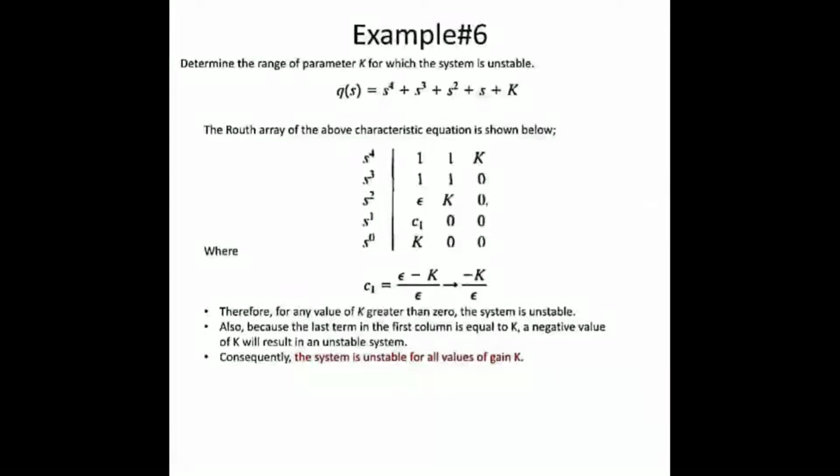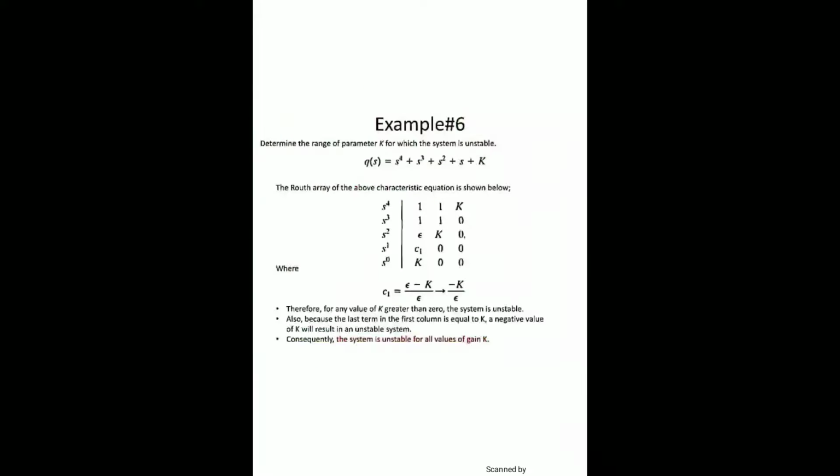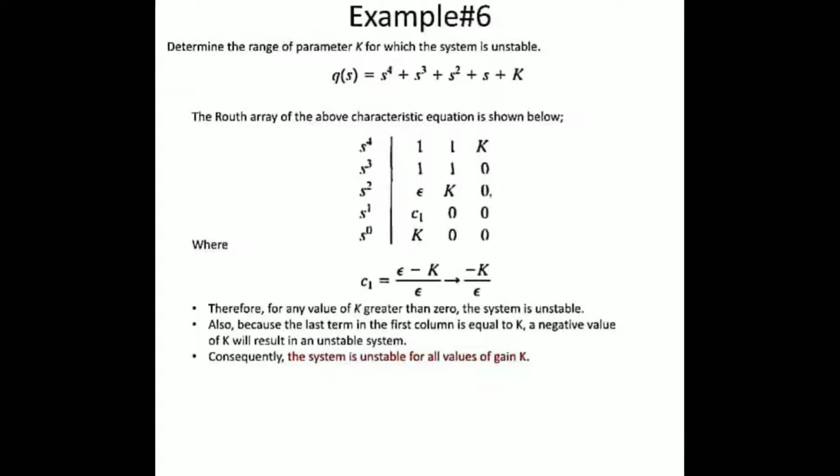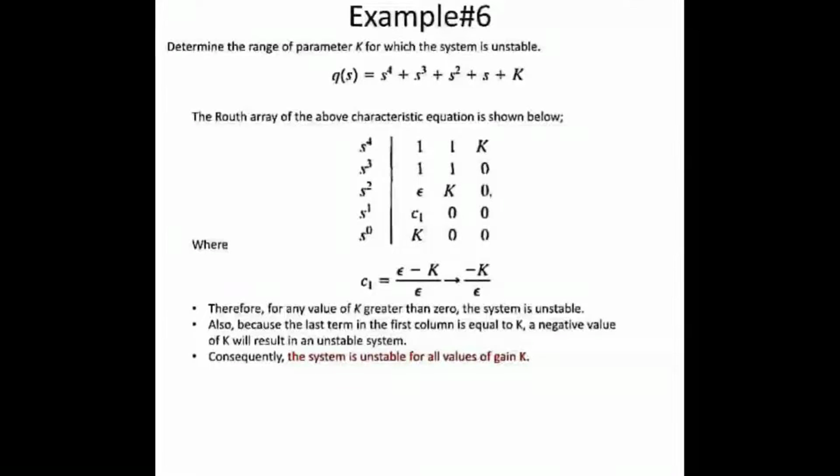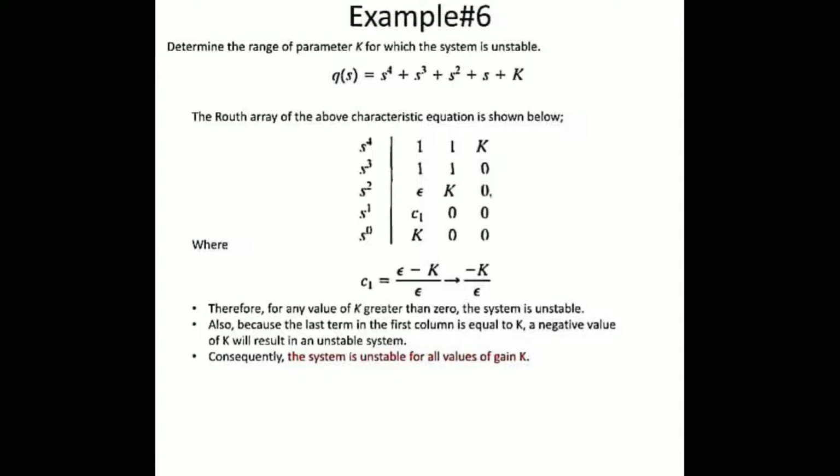So this is the marginally stable system, for which we use the special cases. So epsilon is put there in place of 0, but the system is again unstable.